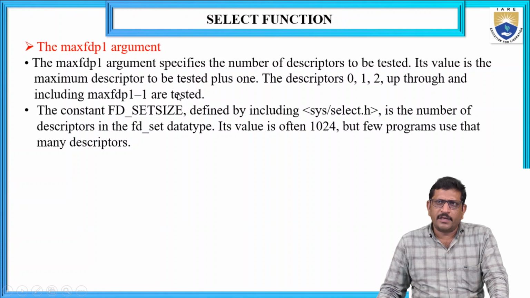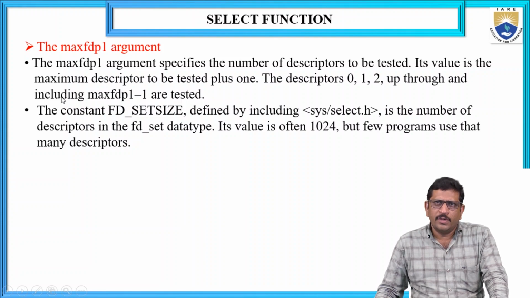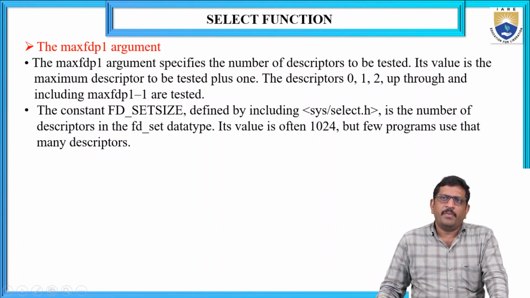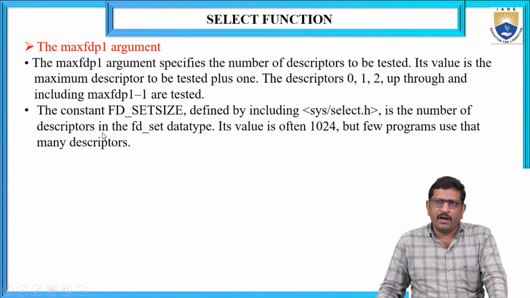Here the argument descriptors are 0, 1, 2 up to and including the maximum file descriptor. So whatever the maximum file size is, up to that, your values can be utilized for the testing. Here is the constant FD_SETSIZE, which is defined by including the select.h header file or the system header file. It is the number of descriptors in the fd_set data type.